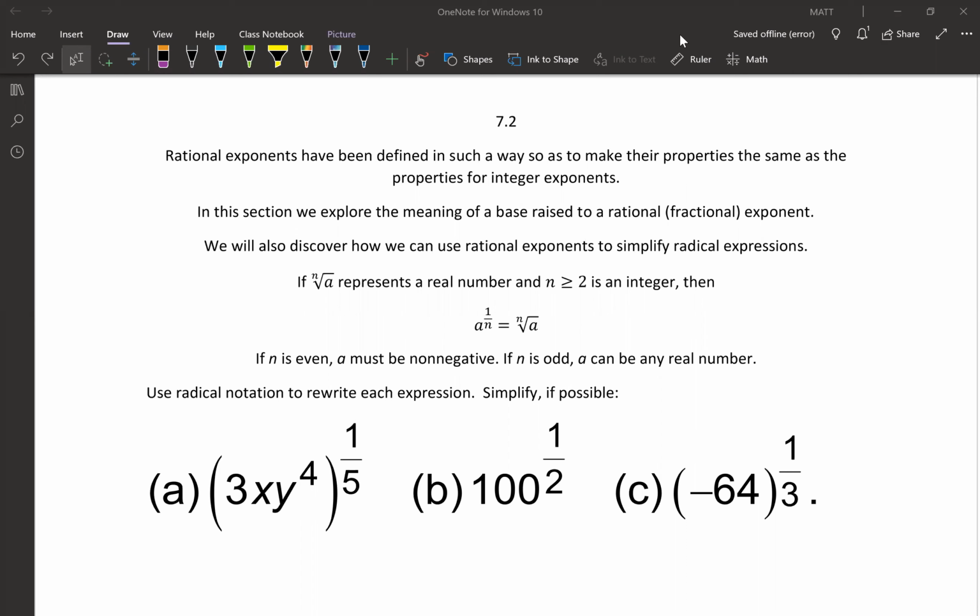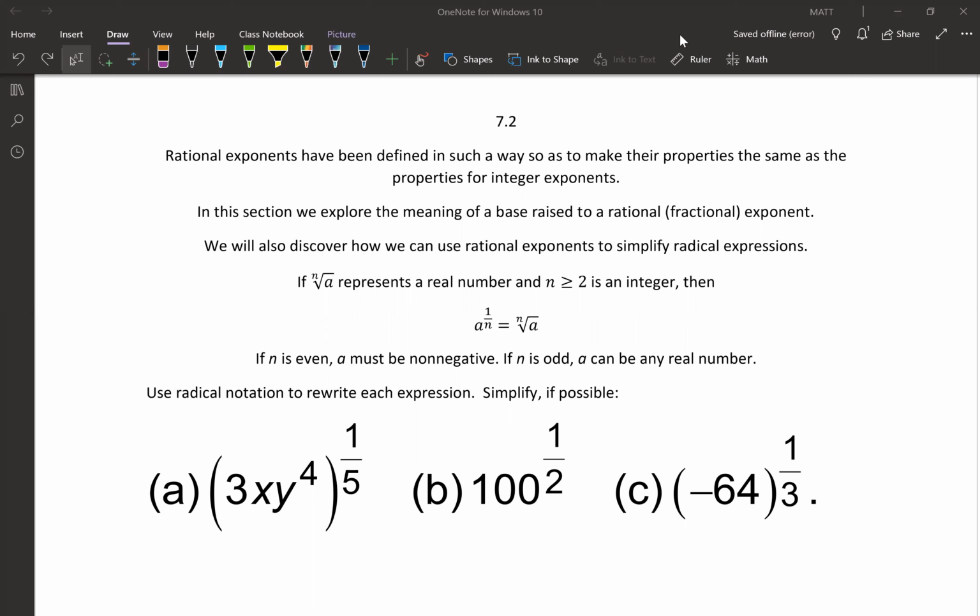So rational exponents have been defined in such a way as to make their properties the same as the properties for the integer exponent. So we're going to have the same rules. In this section, we'll explore the meaning of a base raised to a rational or fractional exponent. And then we'll also discover how we can use those rational exponents to simplify expressions.